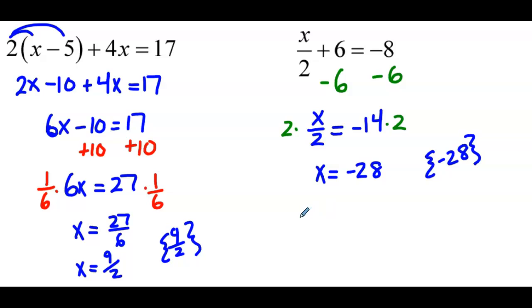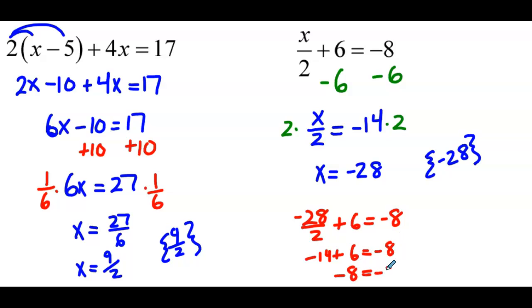Checking our work, negative 28 over 2 plus 6, is that equal to negative 8? So we'd have negative 14 plus 6 equals negative 8. Negative 8 equals negative 8. Good.